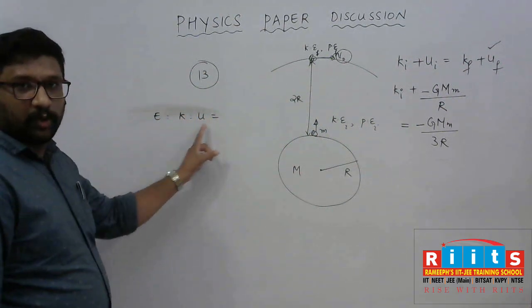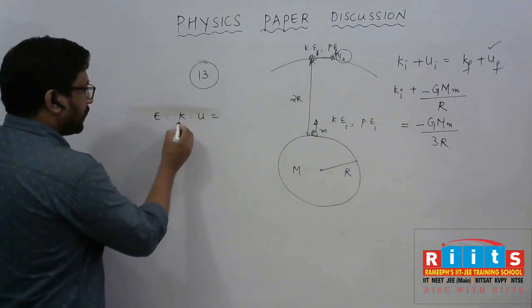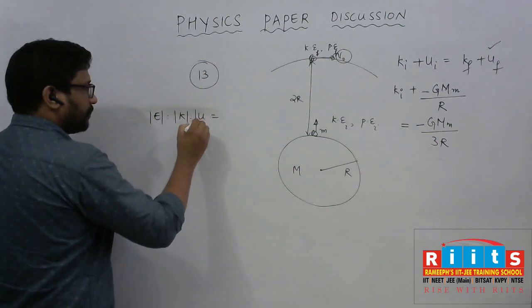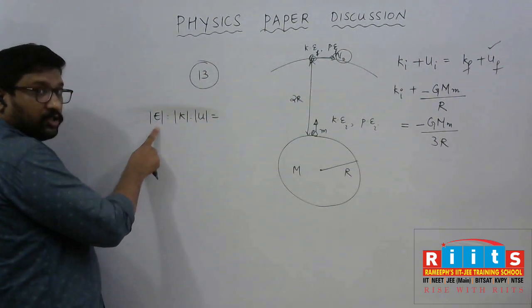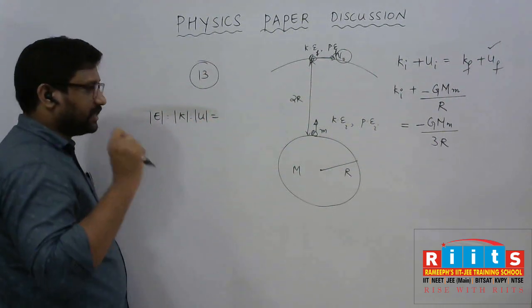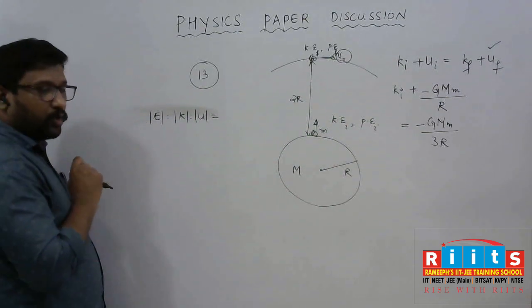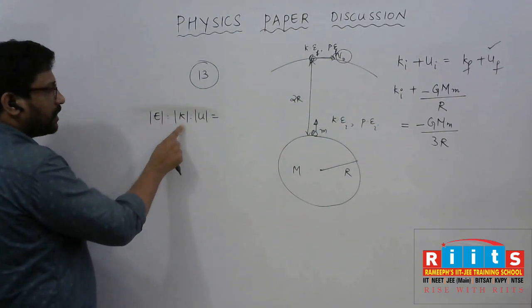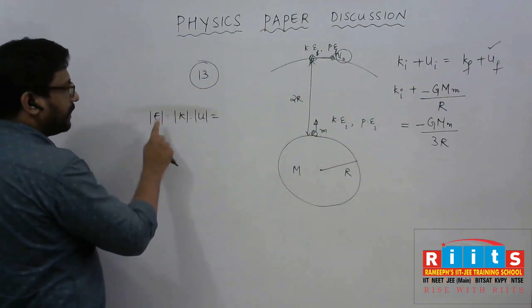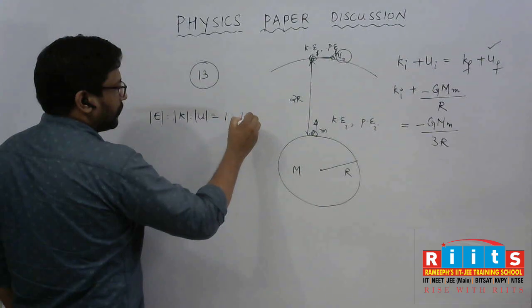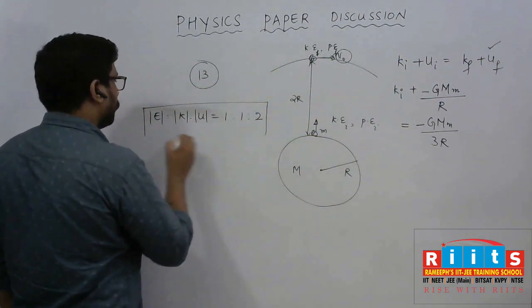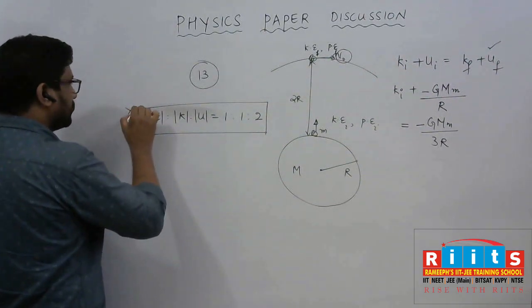What will be this ratio? For the kinetic energy and potential energy, I am only writing the magnitude ratio. Why? Because total energy and potential energy are negative, while kinetic energy is positive. But magnitude-wise, kinetic energy as well as total energy are the same, but potential energy is twice of that. This is a very important relation. You have to remember this.